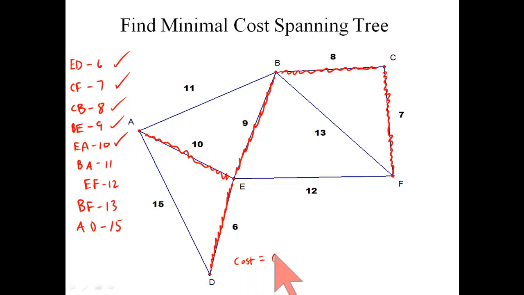We know its cost is minimal, and that cost is the 6 plus 7 plus 8 plus 9 plus 10 is 40. Very straightforward. I hope you agree.